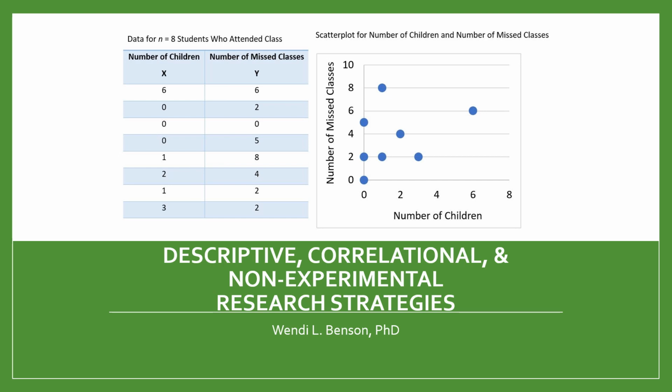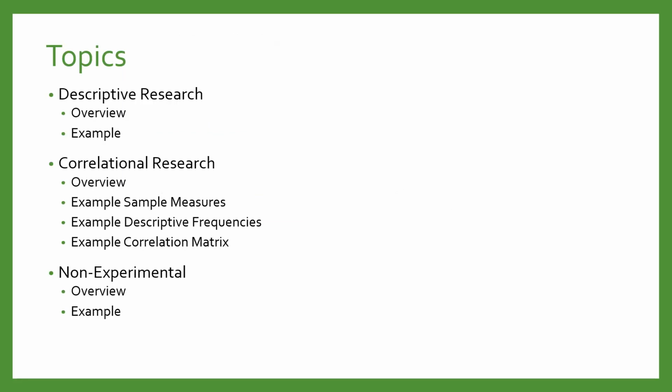So number of children would be more of a quasi-independent variable that's not manipulated, and then we could also measure number of missed classes to see if there's a relationship there. But again, nothing is manipulated, just observing and measuring how things occur naturally. So while this lecture is largely focused on correlational research, and I'll give you several examples of that, I'm also going to give an overview and example of the descriptive research strategy and the non-experimental research strategy.